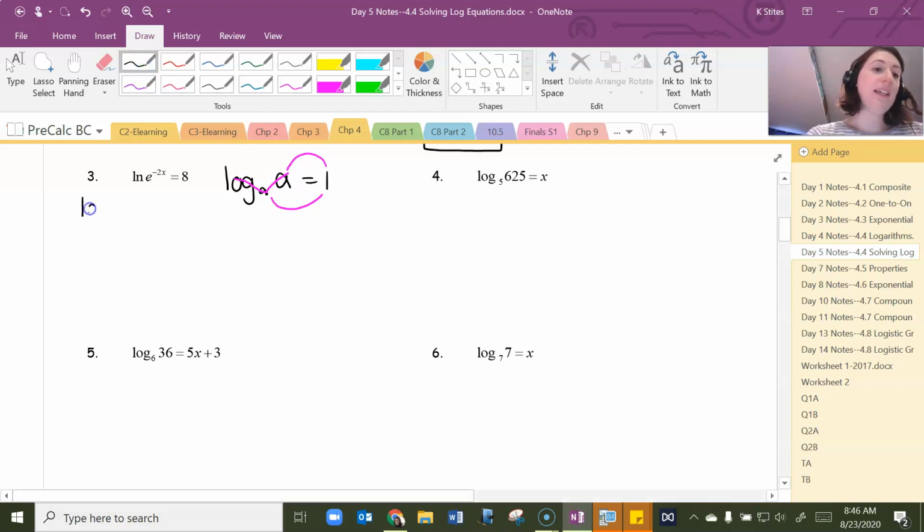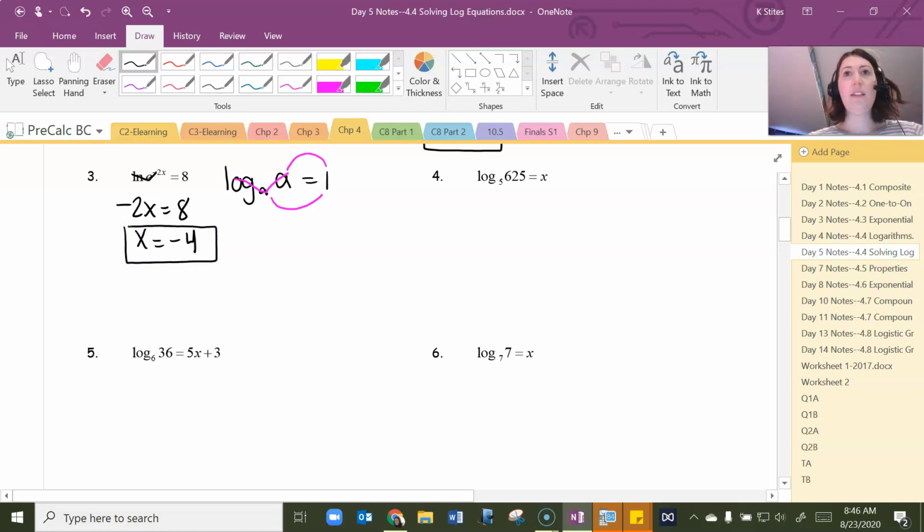Natural log of e is saying log base e of e. And so that is a 1. And again, something that we will learn when we deal with properties of exponents is that we're just going to be left with this negative 2x here. Okay, and so x is negative 4. All right, and that is that.